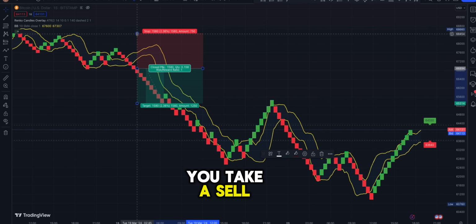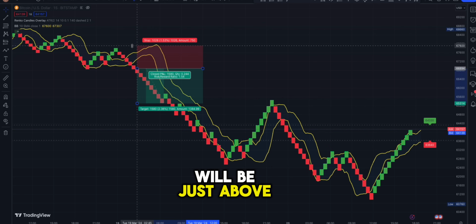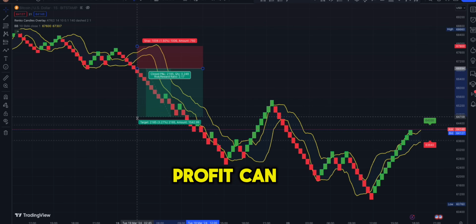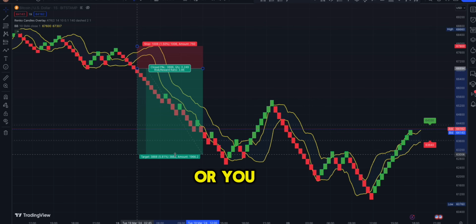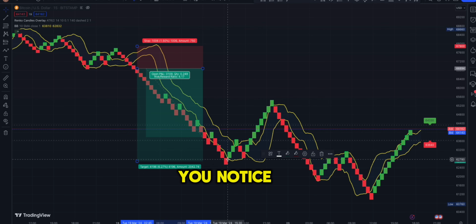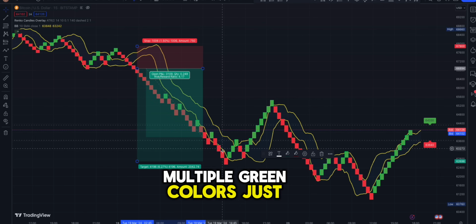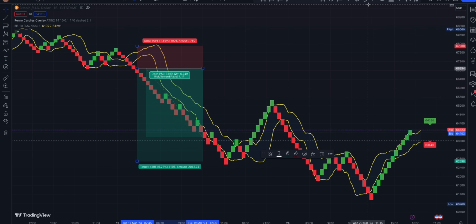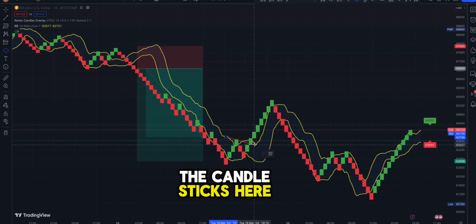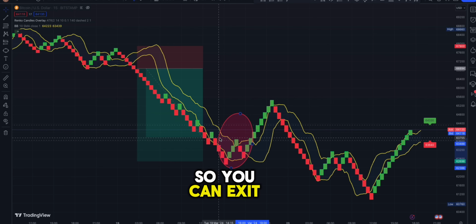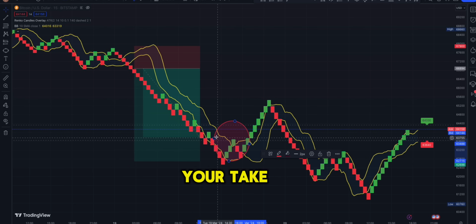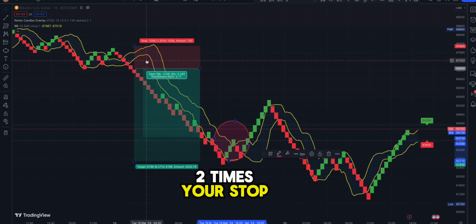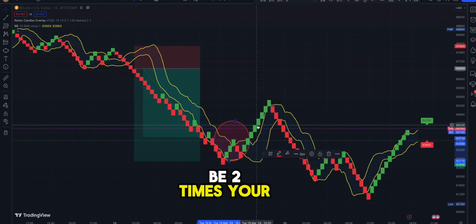You take a sell, and your stop loss will be just above your Bollinger Band, and your take profit can be open, or you close it immediately. You notice that the candlestick has started forming green, multiple green colors, just like in this case. You will see that the candlesticks here have started forming green, so you can exit manually. Or if you don't want to exit manually, then you can set your take profit as 2 times your stop loss.